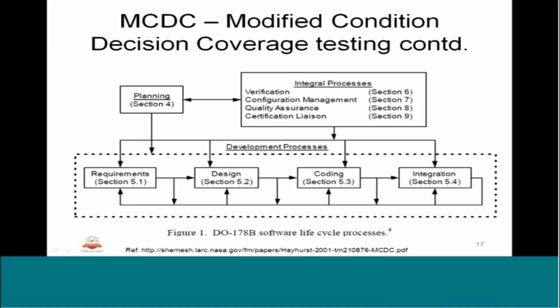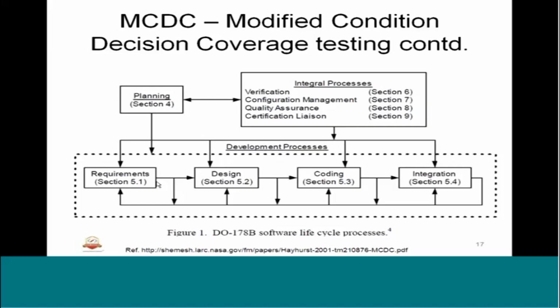Similarly, the planning also will take care of these blocks, which are dotted here. The planning will specify the development aspects. So as part of the development, we have requirements, Section 5.1; design, Section 5.2; coding. It's all part of Section 5. Sections 1, 2, 3 are about definitions and other things. From Section 4 onwards, DO-178B has to be strictly followed for embedded software development.